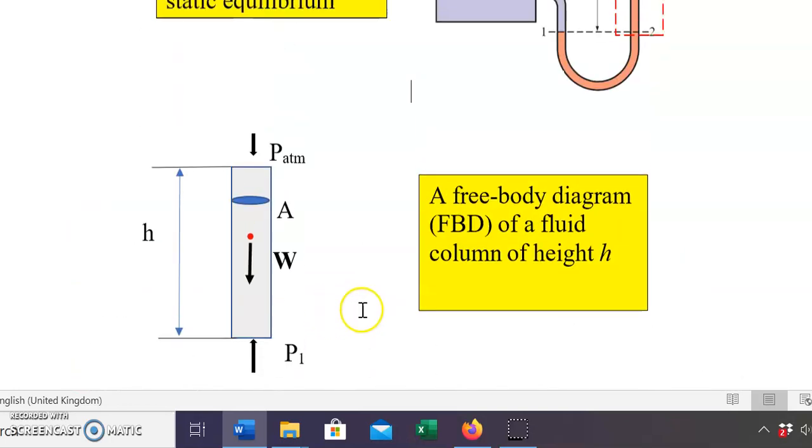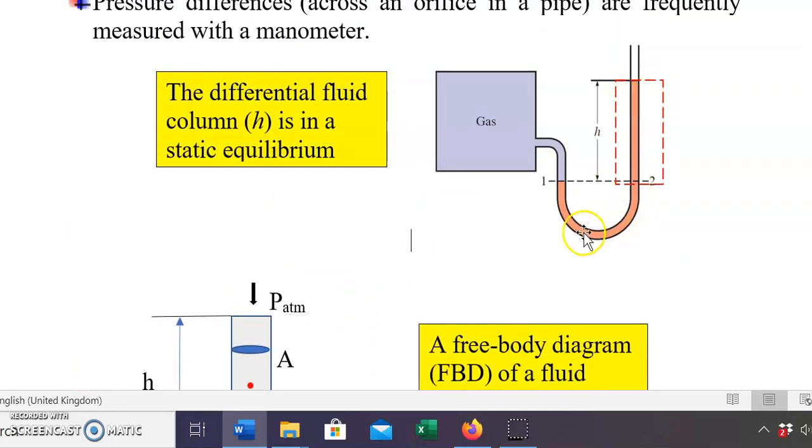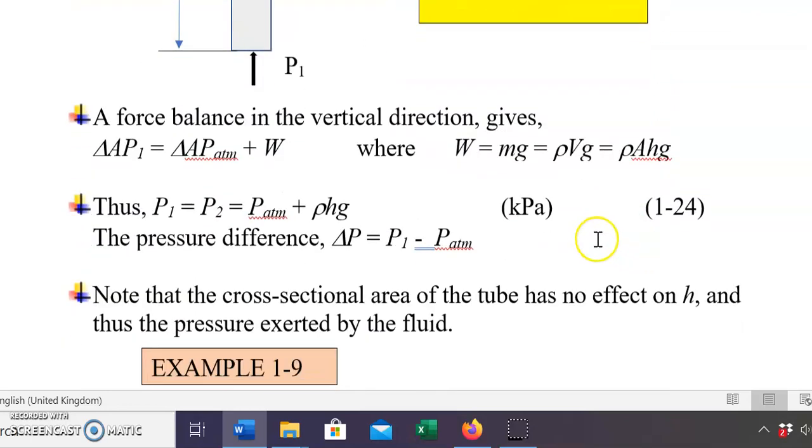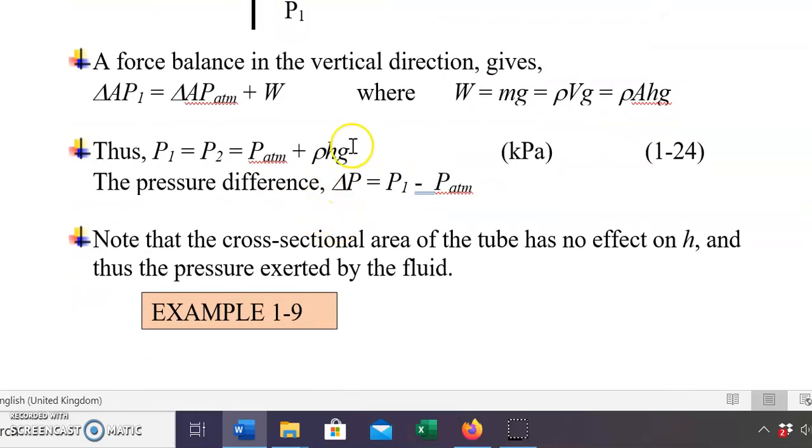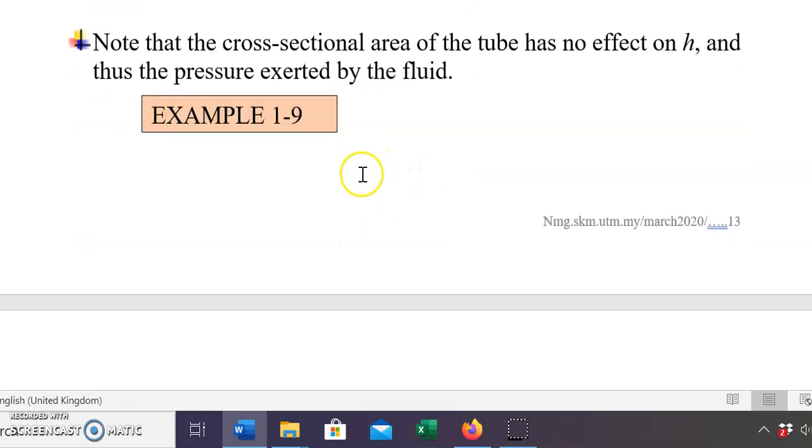Rho here would be the density of the manometer fluid. G is the gravitational acceleration, about 9.81 meters per second squared. You can have a look at example 19 in the eBook.